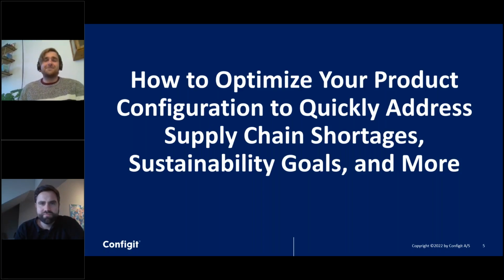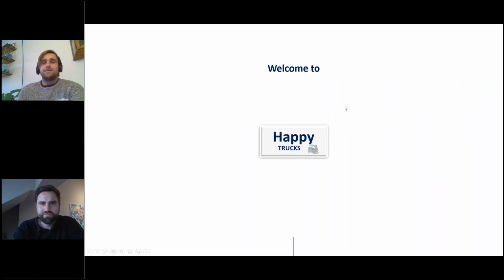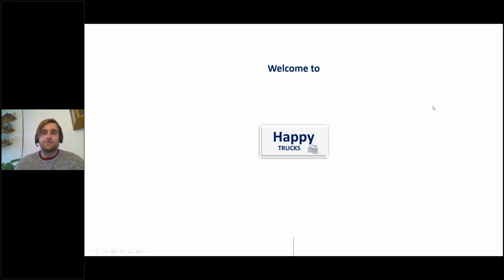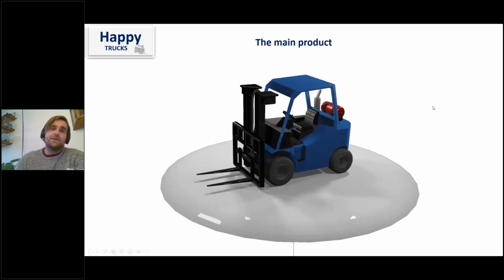Nice to have you here in this tech talk on optimization of product configurations. And yeah, I want to start with introducing our sample company today. It's Happy Trucks, and we will configure the product of Happy Trucks in our configurator today and try to optimize it. The main product of Happy Trucks is a forklift truck.